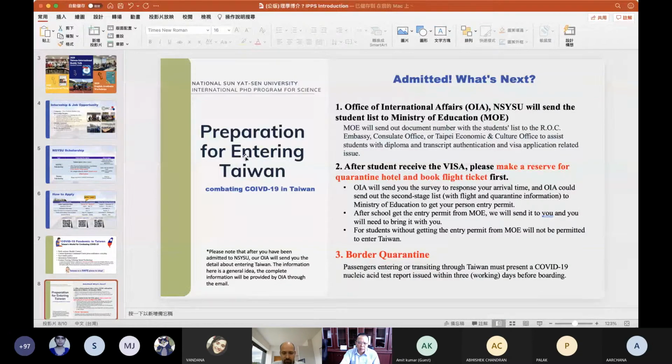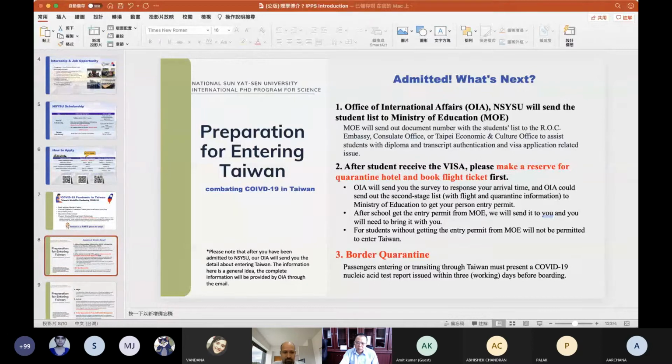So preparing for entering Taiwan, the first one is after you accept the acceptance letter, then our office, the International Affairs Office, will send a student list to the Ministry of Education. Then they will send it to our embassy department. So students can receive the visa. So you can start to apply for the visa. And then after you get the visa, you can make a reservation for the quarantine hotel and book the flight tickets.